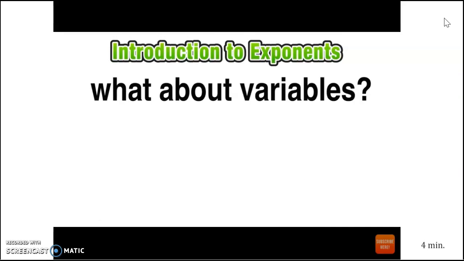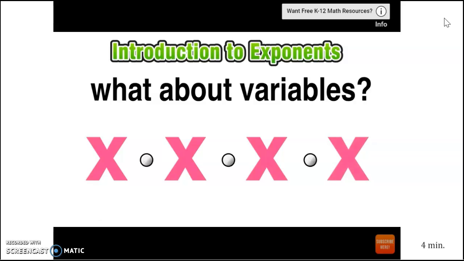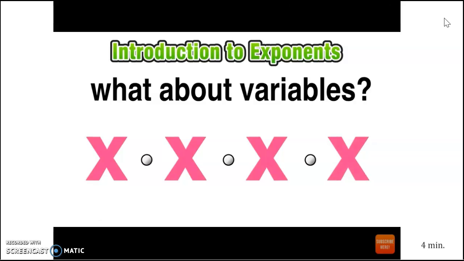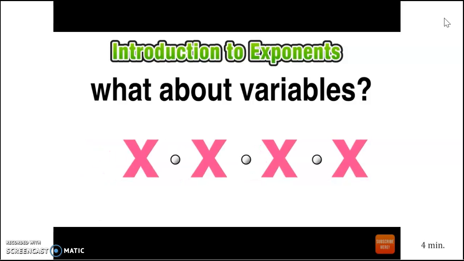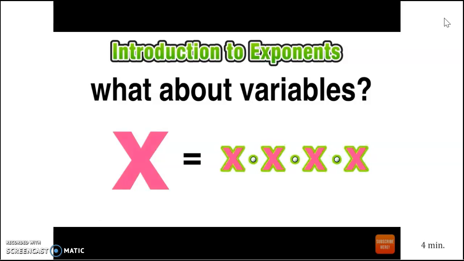Now, for those of you currently studying algebra, you're probably thinking, what about variables? Well, what if we had something like x times x times x times x? Using our understanding of how exponents work, we can conclude that this would be equivalent to x raised to the power of 4, or x to the fourth power, since there are 4 x's being multiplied together.